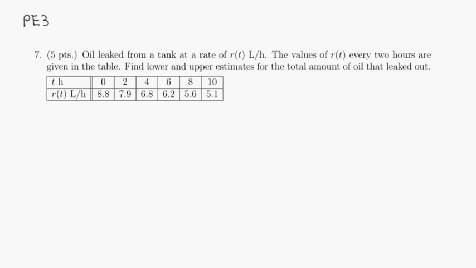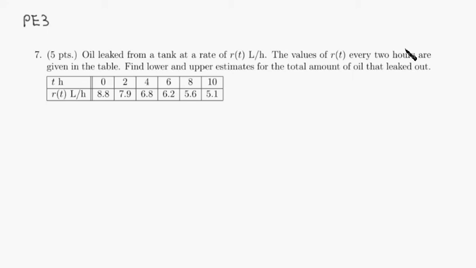Alright, let's look at practice exam 3, problem number 7. Oil leaked from a tank at the pace of R(t) liters per hour. So we are given the rate of change here, and the value of R(t) every 2 hours. They recorded R(t) every 2 hours. So we want to find the lower and upper estimate for the total amount of oil that leaked out.